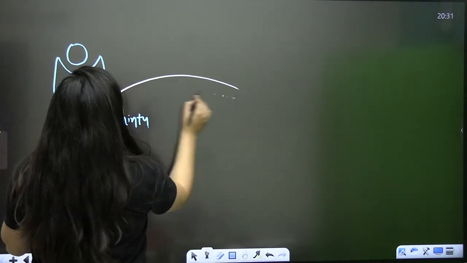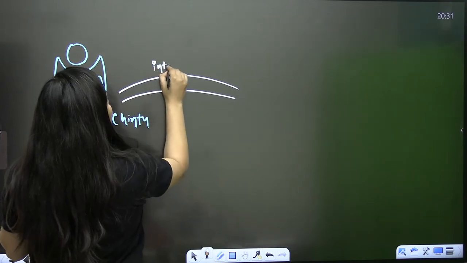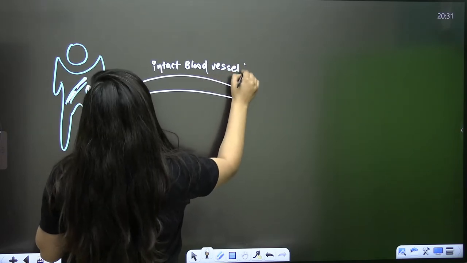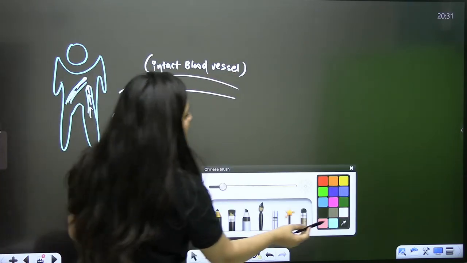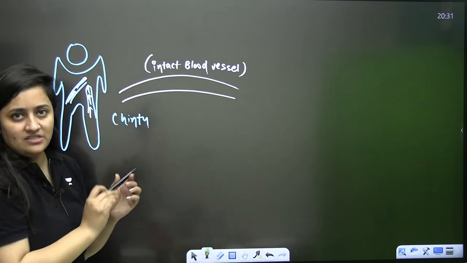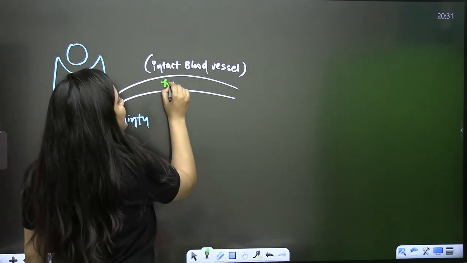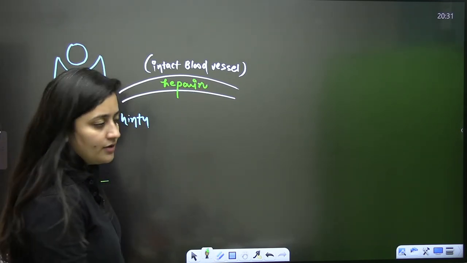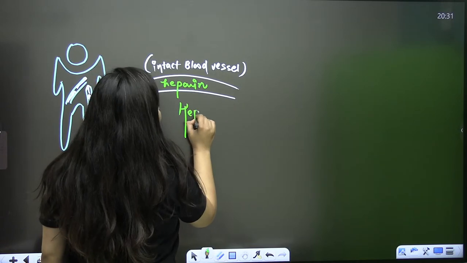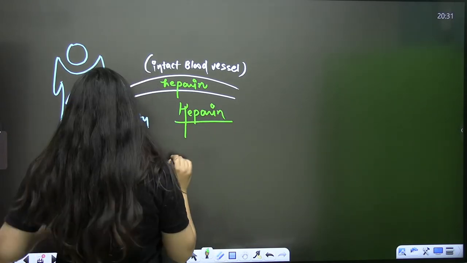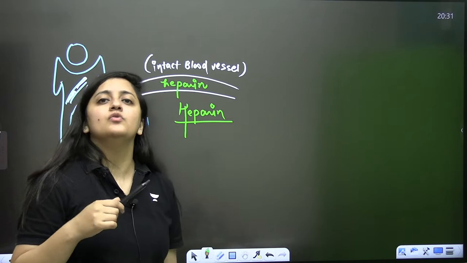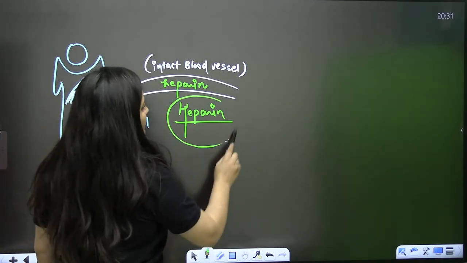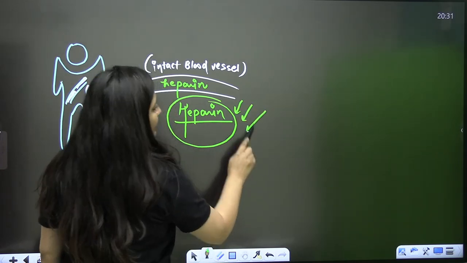So in our intact blood vessels, meaning the blood vessels which are not injured, where your collagen protein is not exposed, here we don't want clots. So that's why in our body we have the natural anti-blood coagulant, that is heparin. So heparin will not allow the blood to get coagulated in intact blood vessels.